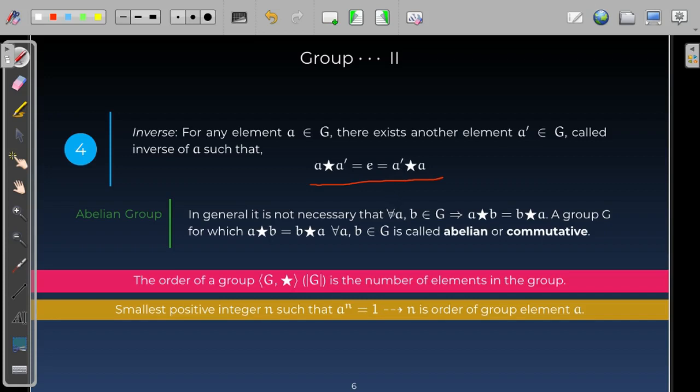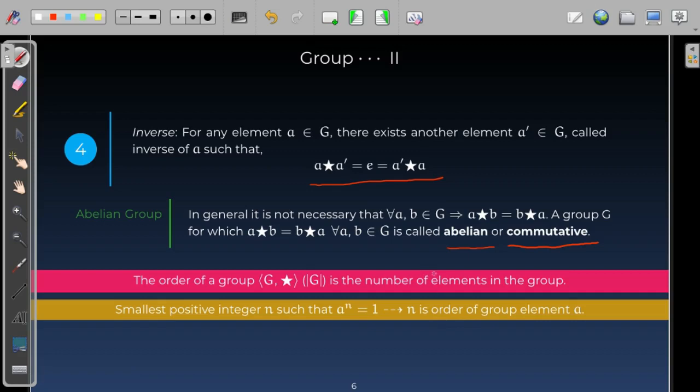Now, a group doesn't need to satisfy the commutative law, but if it does satisfy the commutative law, then the group is called an abelian or commutative group. So an abelian group is a group in which if you change the order, if you change the places of A and B, it doesn't make any difference. So they are kind of symmetric.